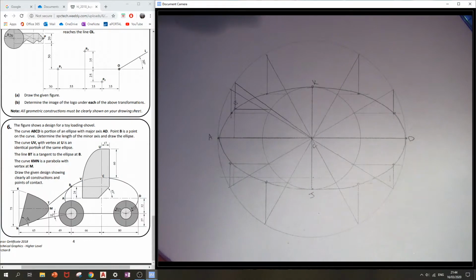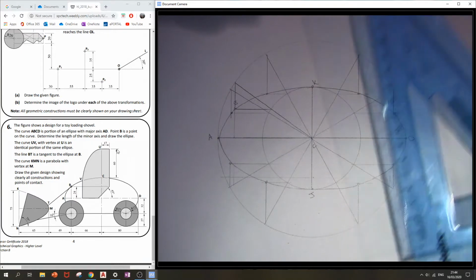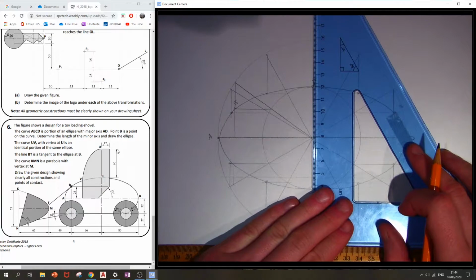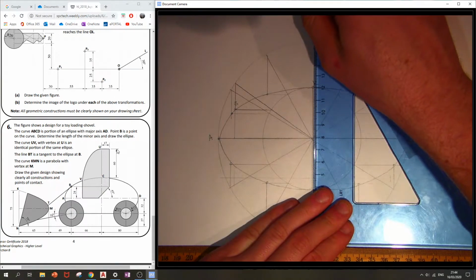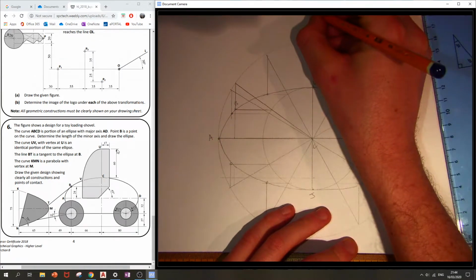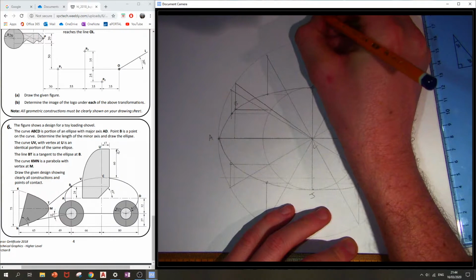That's drawing the curve ABCD. Now we're told that the curve UV with a vertex at U is an identical portion of the same ellipse. Okay, so the first thing is identify where the curve UV is. So this is the curve here, UV. And we're told that it has a vertex at U. Now, so we're told from C up to U is 60 millimeters. So I can go ahead now and I can draw that in. Okay, so I'll put 60 millimeters, and that's going to give me that point, which is point U.